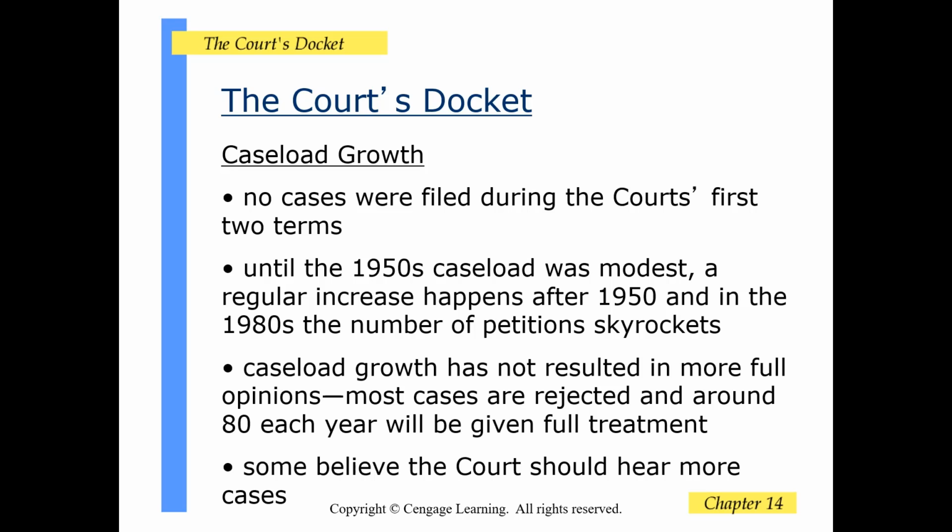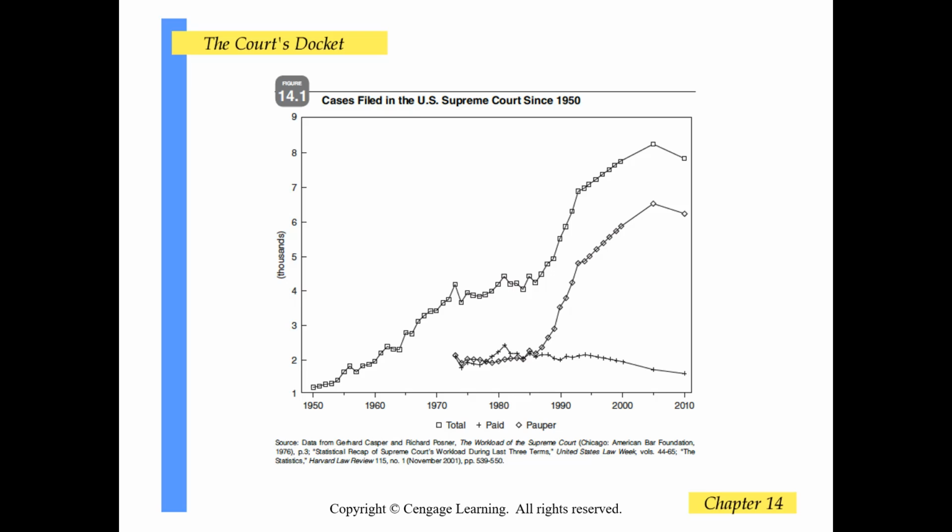No cases were filed during the court's first two terms, and until the 1950s, caseload was rather modest. A regular increase happened after 1950, and in the 1980s, the number of petitions skyrocketed. Caseload growth at the court has not resulted in more full opinions. Most cases are rejected, and around 80 cases each year will be given full treatment. Some believe the court should hear more cases and give more opinions than they currently do. Table 14.1 shows the cases filed in the U.S. Supreme Court since 1950, and you can see the boom in the 1980s and in the 1990s.